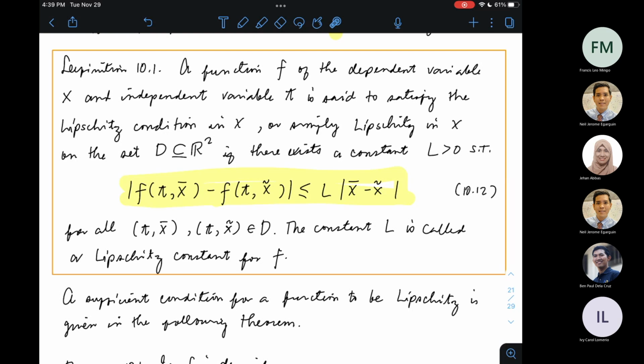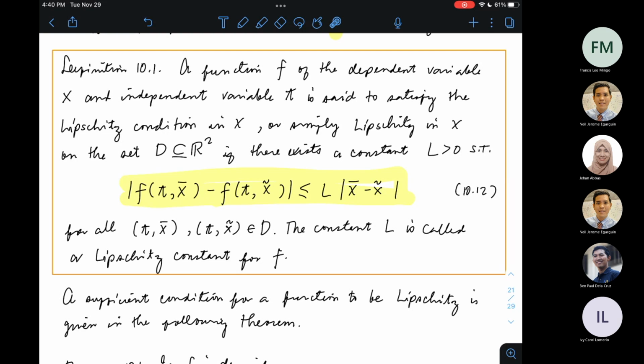But anyway, all that equation 10.12 tells us is that the relative change between function values are bounded above by the constant. There's no sudden blow up of the relative changes between function values. So yun lang yung sinasabi ng equation 10.12. Control yung increasing behavior or decreasing behavior ni function f.